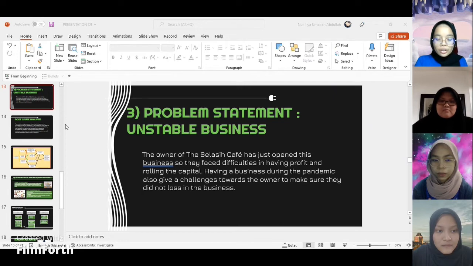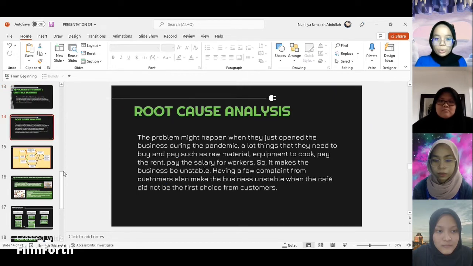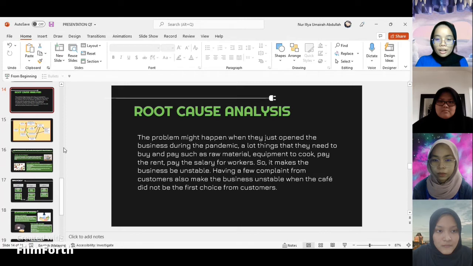So the root cause analysis: there are a lot of things they need to buy and pay for, such as raw material to cook, the equipment to cook, the rent, and the salary for workers. So it makes the business more unstable. Also, at first they had a few complaints from customers, so it makes the business more unstable when the cafe was not the first choice for customers.